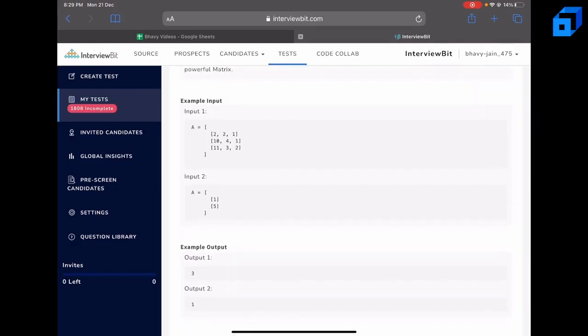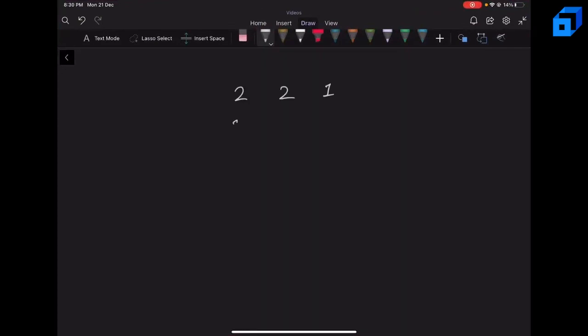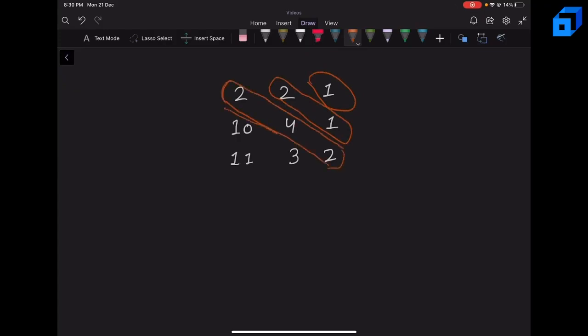So let's actually look at the same example and try to find out the solution approach. So let's copy the same example: 2 2 1, 10 4 1 and 11 3 2. So we have these diagonals. First diagonal, then this diagonal 2 1, then this diagonal 2 4 2, then 10 3 and then 11.